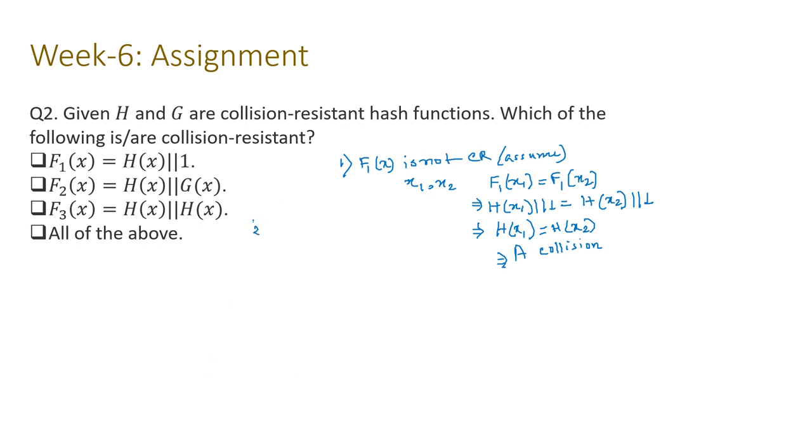And similarly for the other one, you can easily say that if such x1, x2 exist for f2 as well, that would imply h of x1 concatenated with g of x1 is equal to h of x2 concatenated with g of x2, and that individually would imply that h is not collision resistant and g is not collision resistant, because it is easy to return x1, x2 as a colliding pair for both h and g. So f2 is also collision resistant, and the same argument works for f3 as well. So all of the above is the correct answer. All of them are collision resistant.